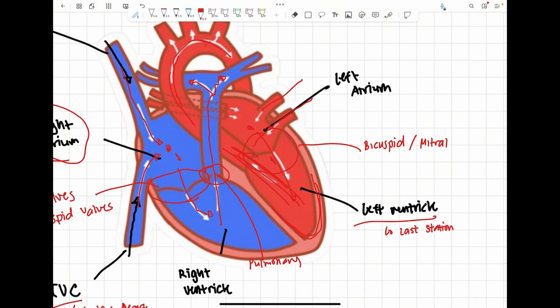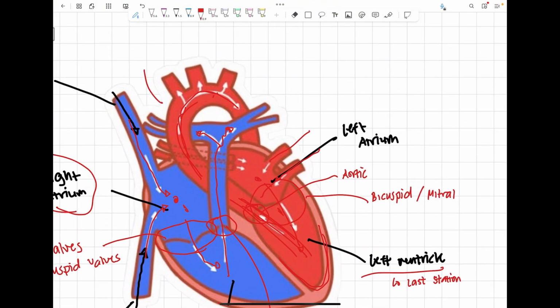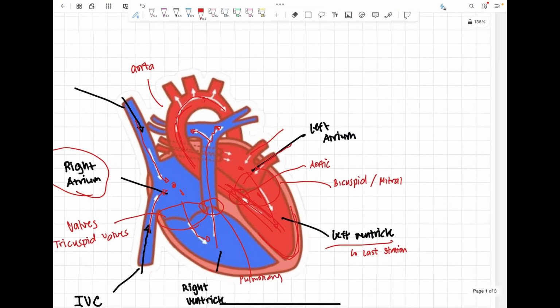And then it passes through the aortic valve, and then to your aorta. And then from your aorta, it goes to your arteries and different organs in capillaries right over there.